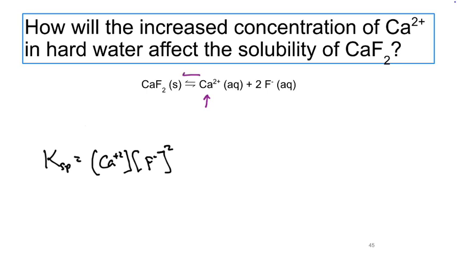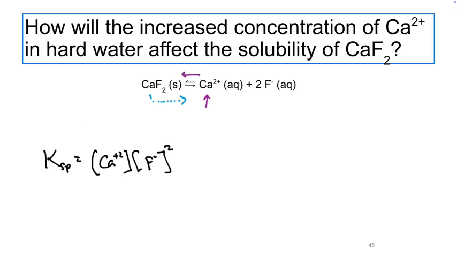If I increase the concentration of calcium ion, what is that going to do to my equilibrium? Shift it to the left. What does that mean about the ability for my calcium fluoride to dissolve? It decreases its ability to dissolve. So if I increase the calcium ion, I decrease the ability for it to dissolve. What are we using to come up with that analysis? Le Chatelier. That's all we're using to manipulate this.